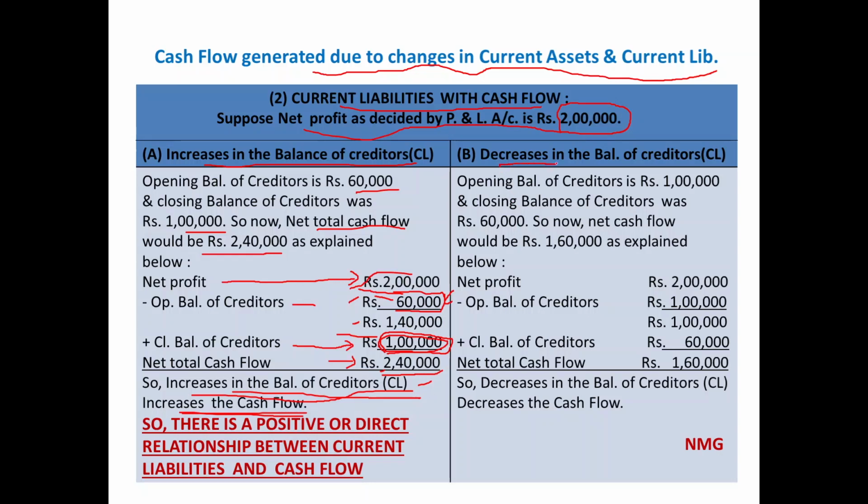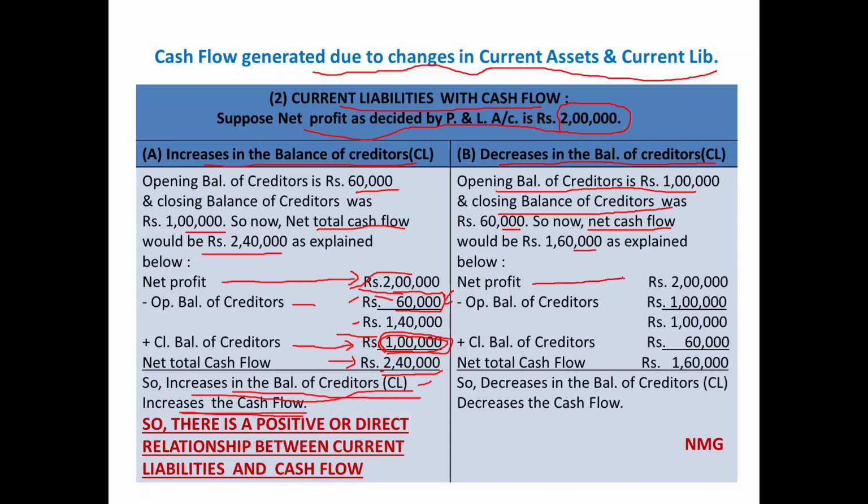Let us change the balance. Decreases in the balance of creditors. Opening balance of creditors is 1 lakh and closing balance of creditors was 60,000. Now net cash flow would be 1 lakh 60,000. How? Let us see it.